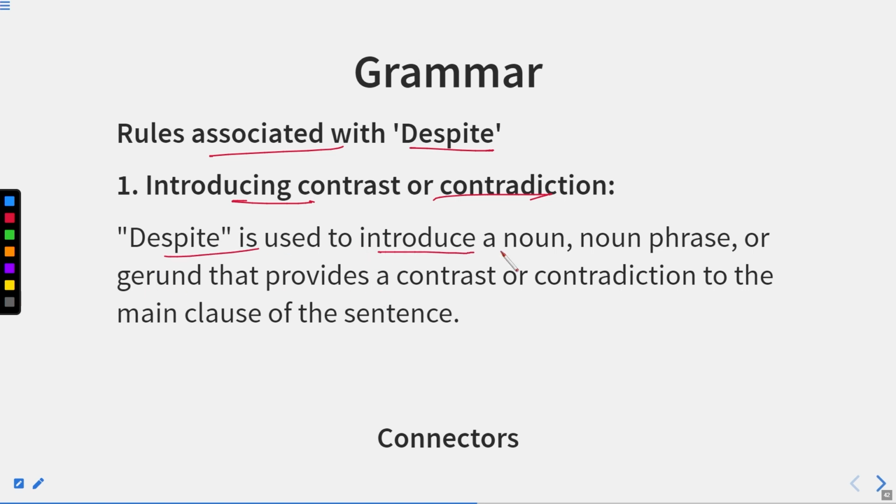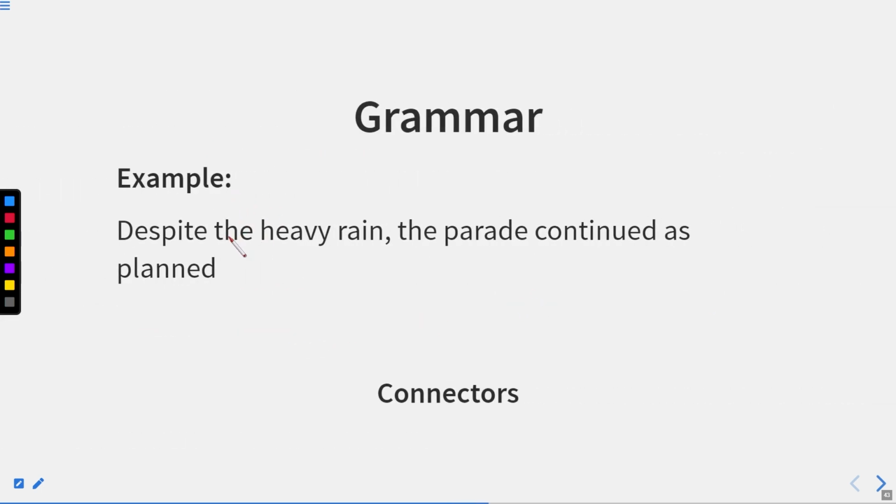Despite is used to introduce a noun phrase or gerund that provides contrast or contradiction to the main clause of the sentence. For example, despite the heavy rain, the parade continued as planned. As there was heavy rain, it was expected that the parade would be cancelled. Yet, the parade continued as planned. It was executed as planned. So, here the heavy rain did not affect the parade.